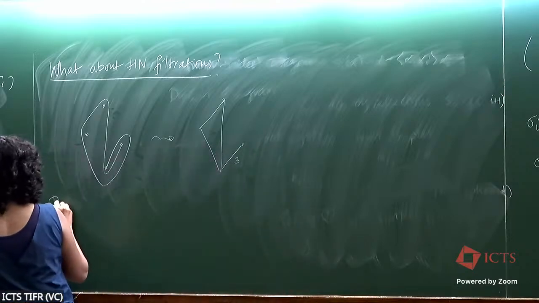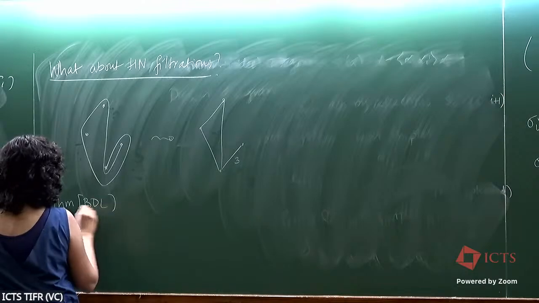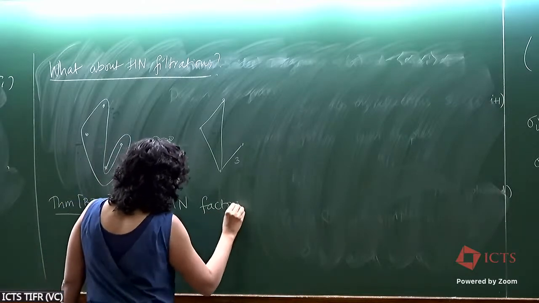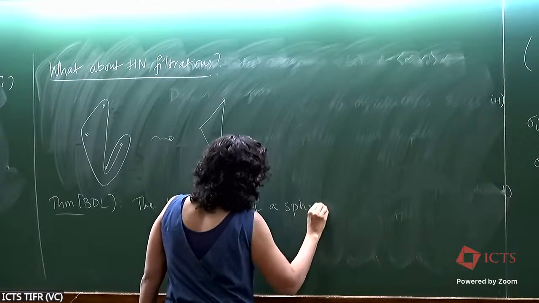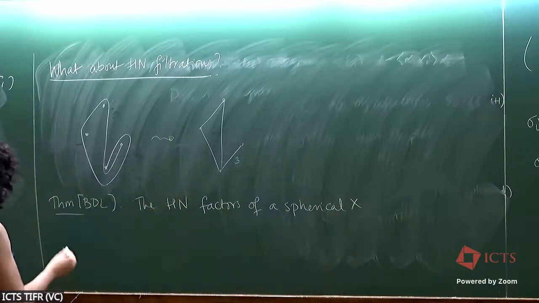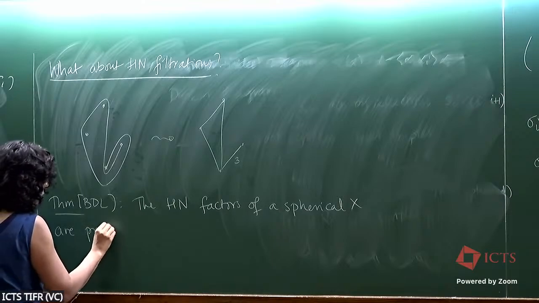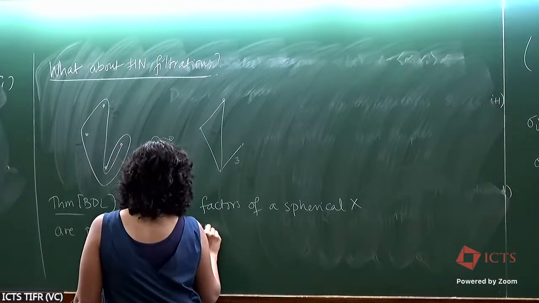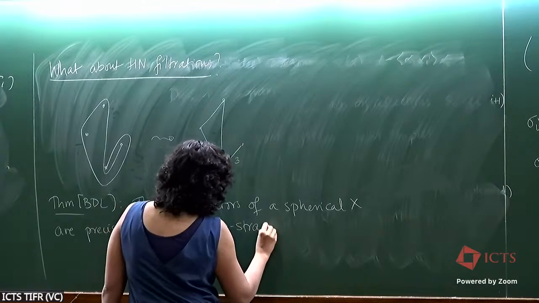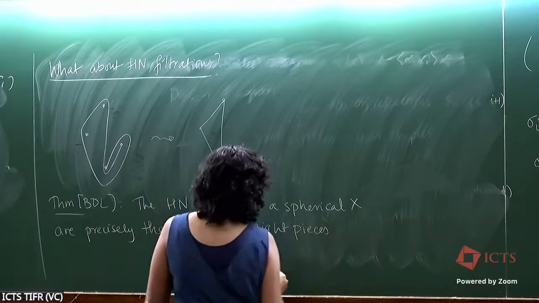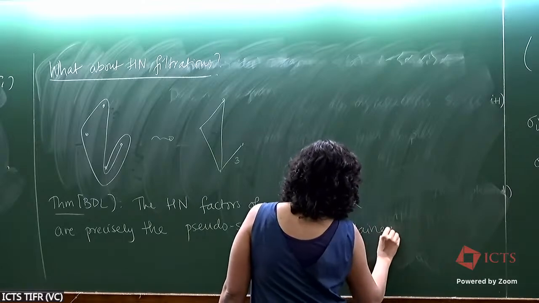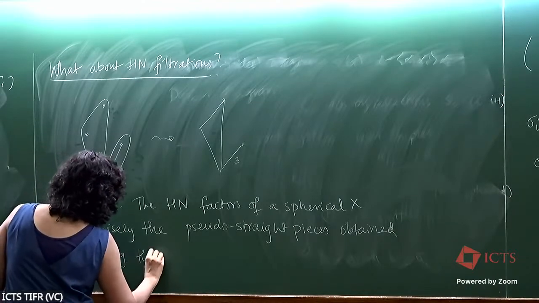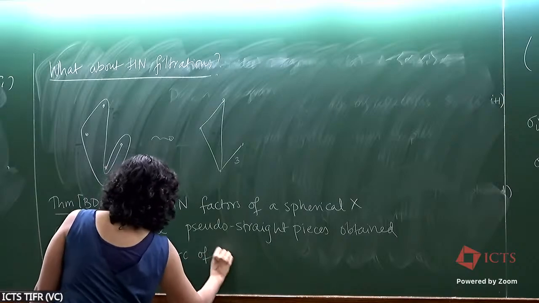And so the theorem is that the Harder-Narasimhan factors of a spherical object X, which is an arc, are precisely the pseudo-straight pieces obtained by cutting the arc of X along bends.